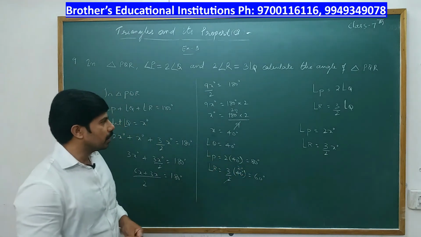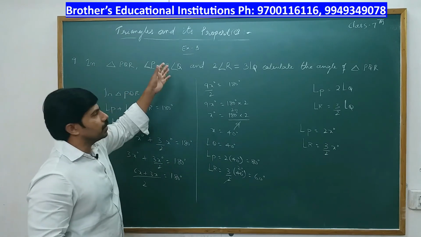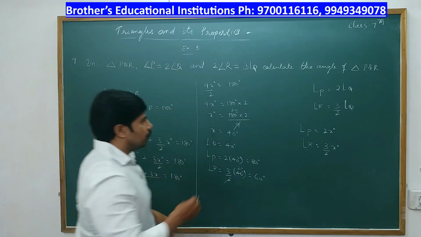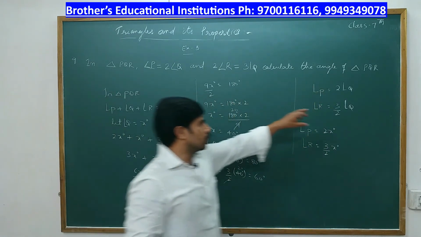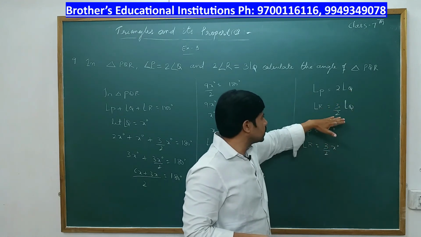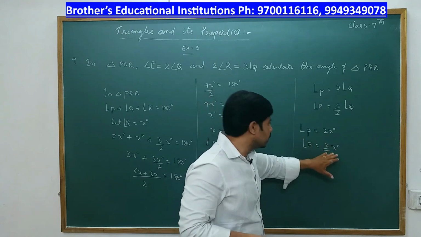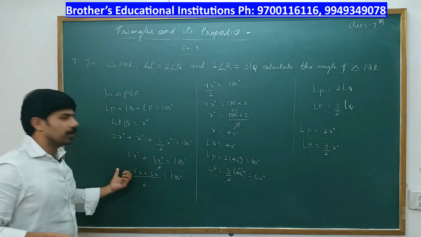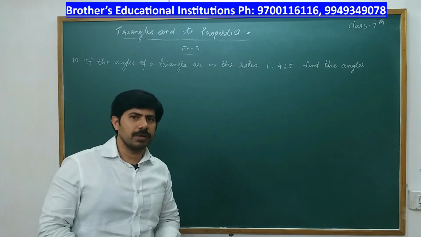Okay, remember always whenever you get angle P is equal to something or angle R is equal to something, you take it to the right hand side and write it. So on the right hand side, whatever the variable or whatever the angle it is repeating, you assume as x and convert everything in terms of x. So P is 2x, R is 3x. Then you start the problem. Okay, so this is completed. So next problem.